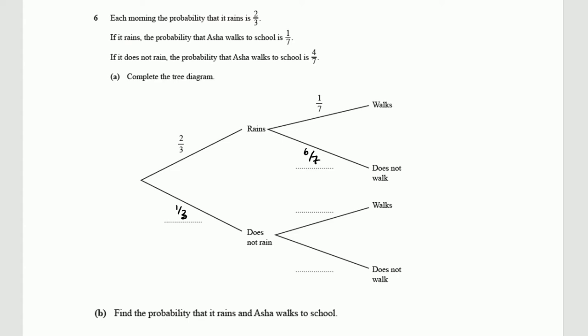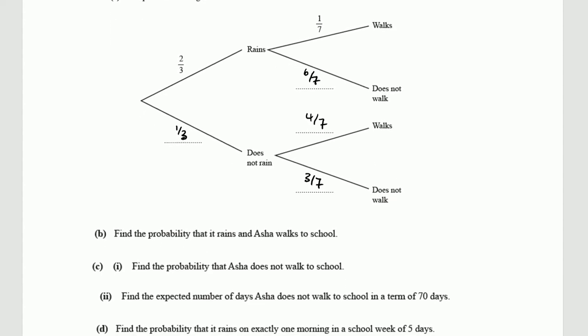Now we were told that if it does not rain, the probability of walking is 4/7. So the probability of not walking would therefore be 3/7. So I've completed the tree diagram. We're now going to use this to help us with the question they're asking.